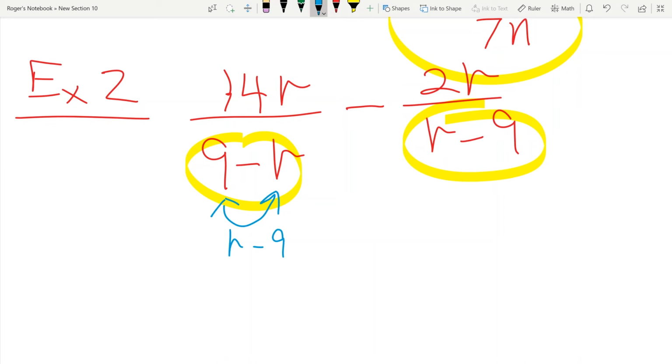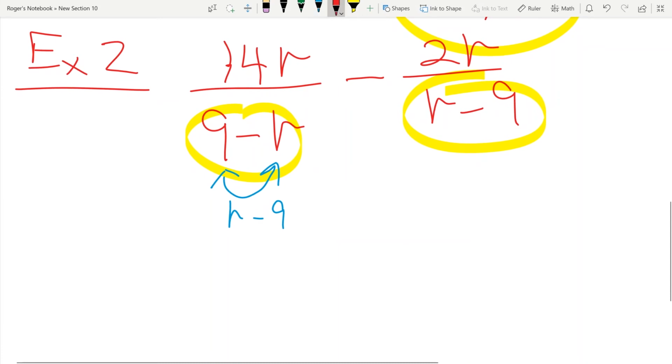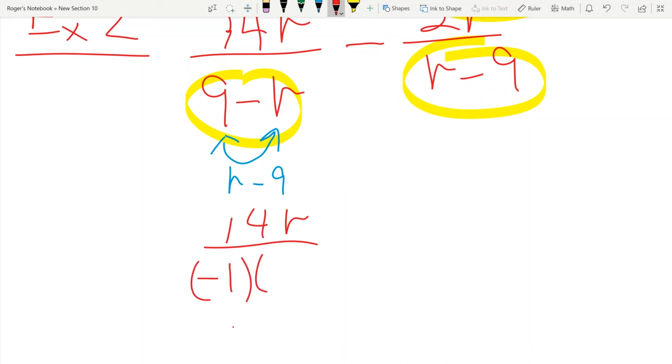You remember the trick that we used the other day? How do you turn it around? Well, simple. You factor out a -1. You factor out a -1. So let's do that here and see what we can come up with. So this becomes 14r over -1 times r minus 9.